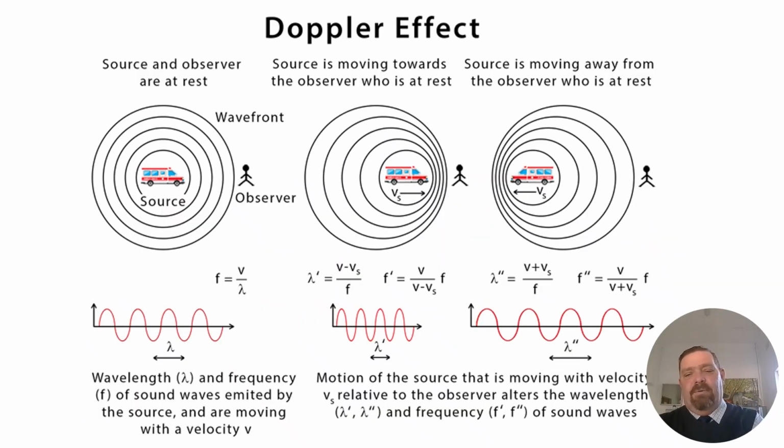Right. So the Doppler effect. These circles that you see here are the wave fronts. Remember, we've drawn them before. They're the crests or the troughs of the waves that are moving away from whatever's making the waves, the source. In this case, it's sound waves, and in our picture here, the source is an ambulance.